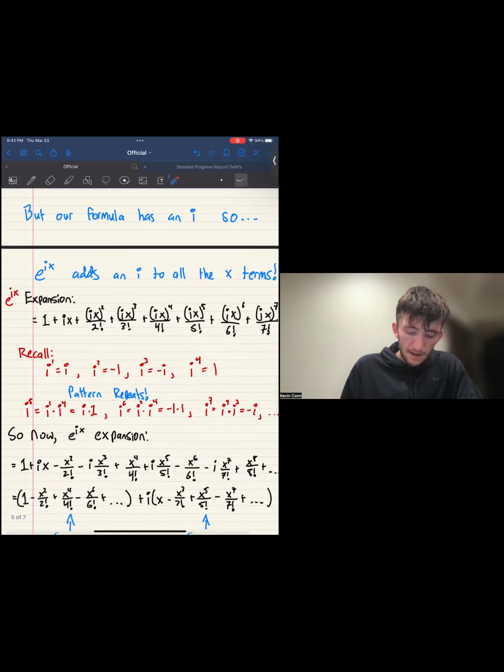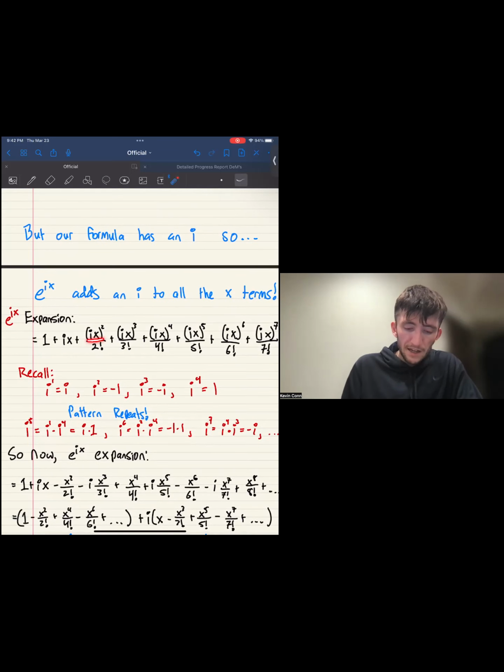This becomes a negative because we have i squared here. So that term is now negative. This also becomes negative, but the i stays because it's a -i. So we have minus i x cubed over 3 factorial. This i to the fourth keeps this term positive. This i to the fifth also keeps this term positive, but it keeps an i out there because i to the fifth is +i. This makes this term negative. This makes this term negative with an i. So that's where we get this.